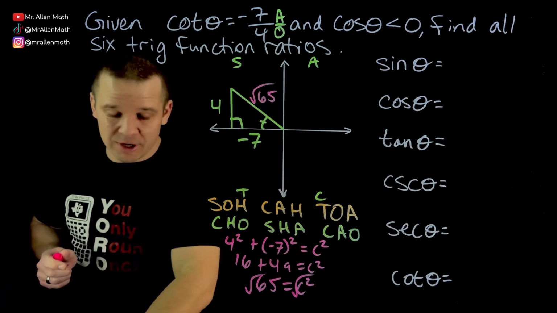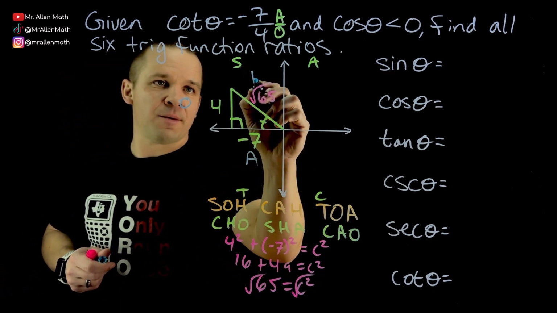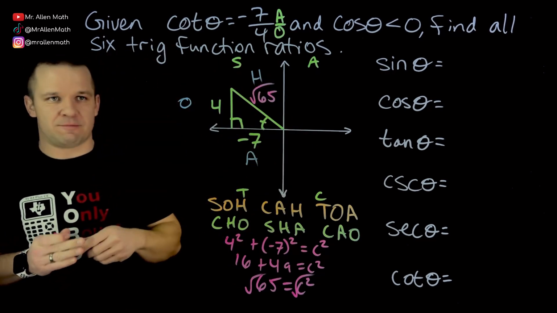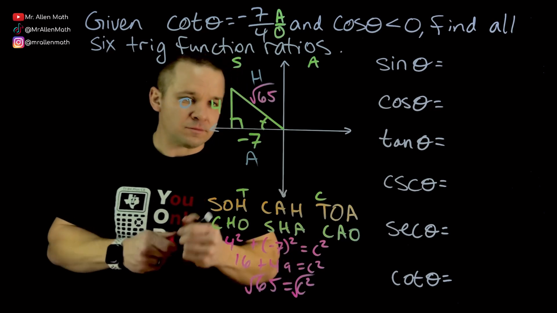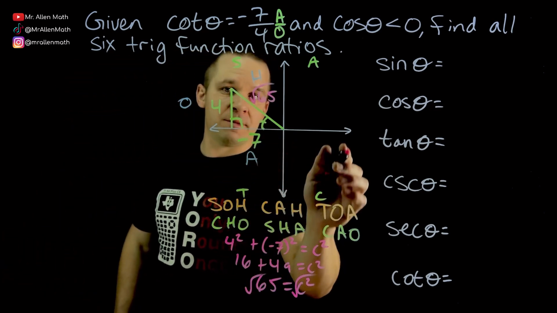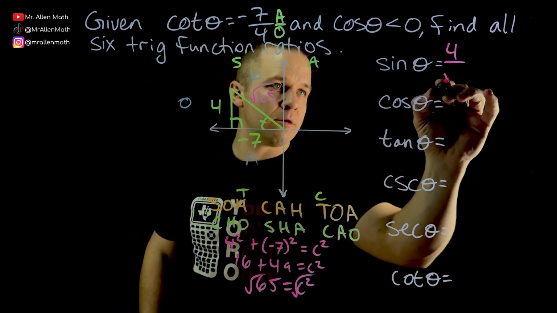Maybe one last thing I'm going to do is label it opposite, adjacent, hypotenuse, right? Doesn't hurt, takes 2 seconds, then you don't screw things up. So sine. Sine is opposite over hypotenuse, okay? So that's going to be 4 over the square root of 65.